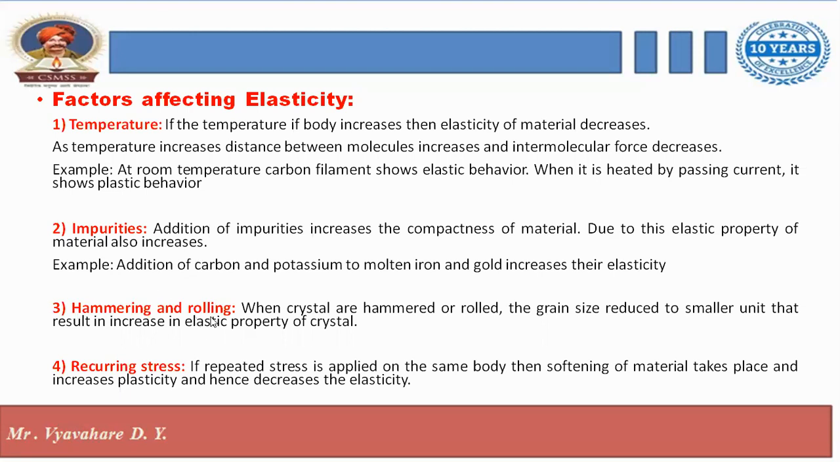Hammering and rolling. When crystals are hammered or rolled, the grain size is reduced to smaller units, which results in an increase in the elastic property of crystals. Recurring stresses. If repeated stress is applied on the same body, then softening of the material takes place, increasing plasticity and hence decreasing elasticity.